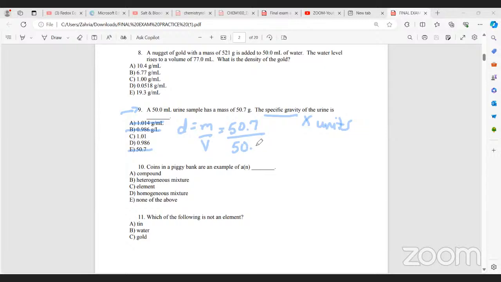So 50.7 grams divided by 50.0 milliliters. And remember, the units go out. We do not use units here. You are going to do what? Divide those two numbers. 50.7 divided by 50.0 is letter C.